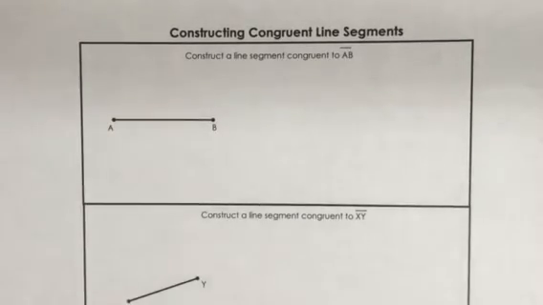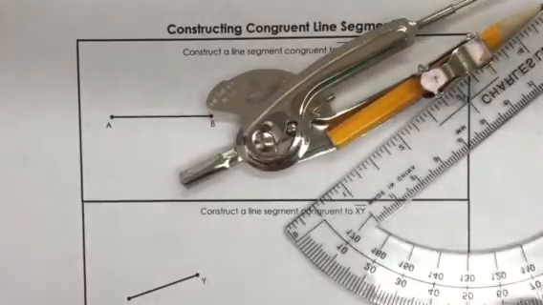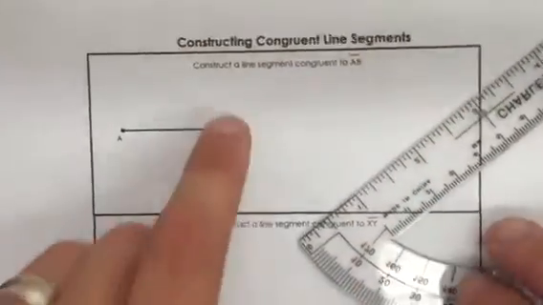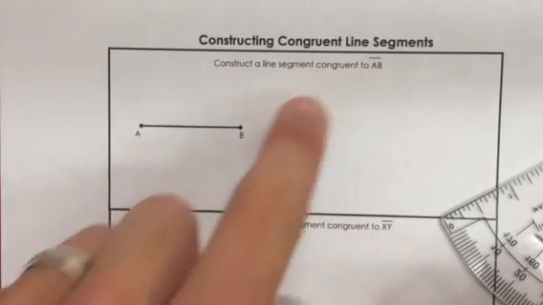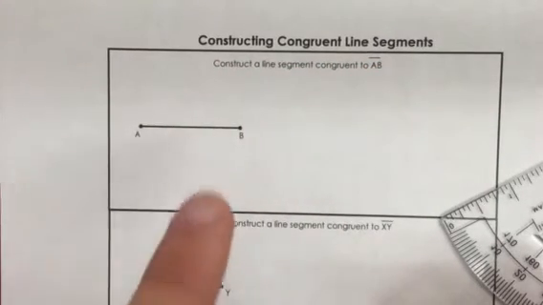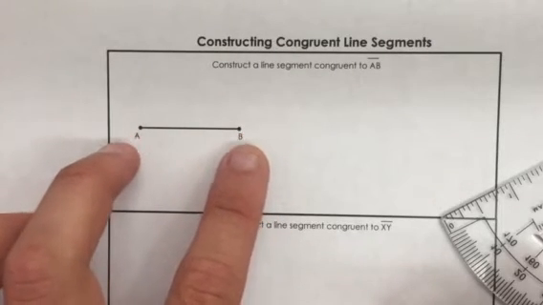We're going to be learning how to construct congruent line segments. All you need is one of these guys called the compass and one of these guys called a protractor. Okay? So let's read this question right here. It says construct a line segment congruent to AB, which we see right here. And for us to construct a congruent line segment, remember it has to be the same exact length as AB.